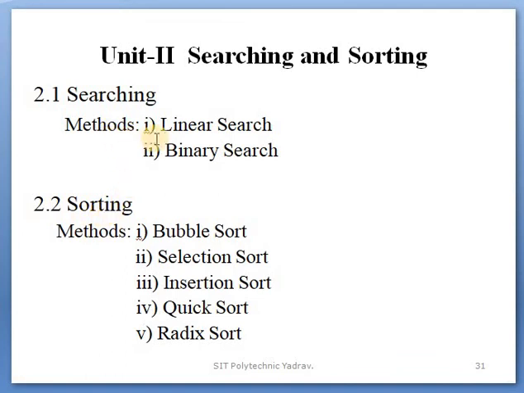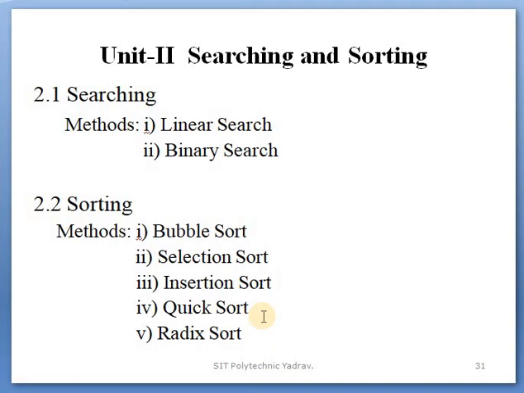In 2.1, the linear search and binary search methods are already completed, and we also started 2.2 sorting. In that, bubble sort, selection sort and insertion sort are completed. In the previous lecture we started quick sort, and I gave you some homework. I hope all of you completed it. In quick sort we studied the concept, syntax, algorithm and example. The next points continue in today's lecture.